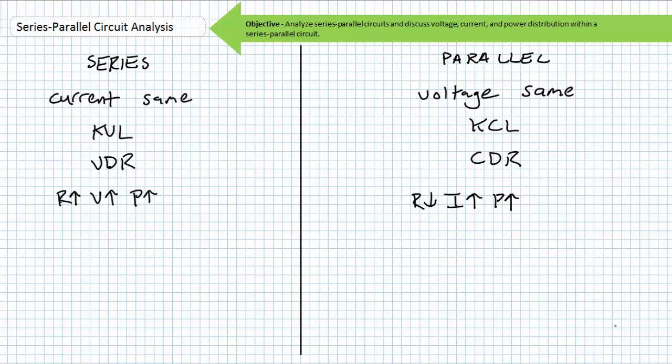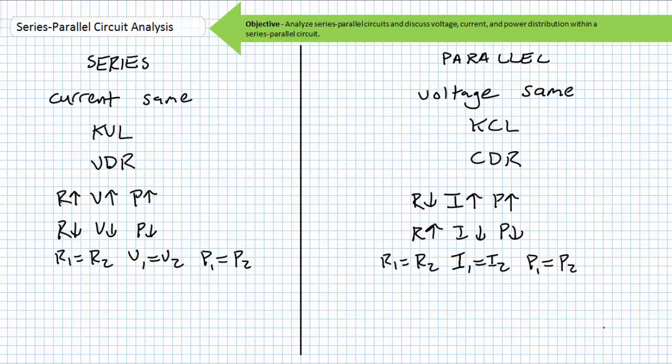The largest resistor in a series relationship has the largest voltage drop and dissipates the most power. The smallest resistor in a parallel relationship has the largest current through it and dissipates the most power. The smallest resistor in a series relationship has the smallest voltage drop across it and dissipates the least amount of power. The largest resistor in a parallel relationship has the smallest current through it and dissipates the least amount of power. Equal resistors in series relationships have equal voltage drops and dissipate equal amounts of power. Equal resistors in a parallel relationship have equal current draw and dissipate equal amounts of power.